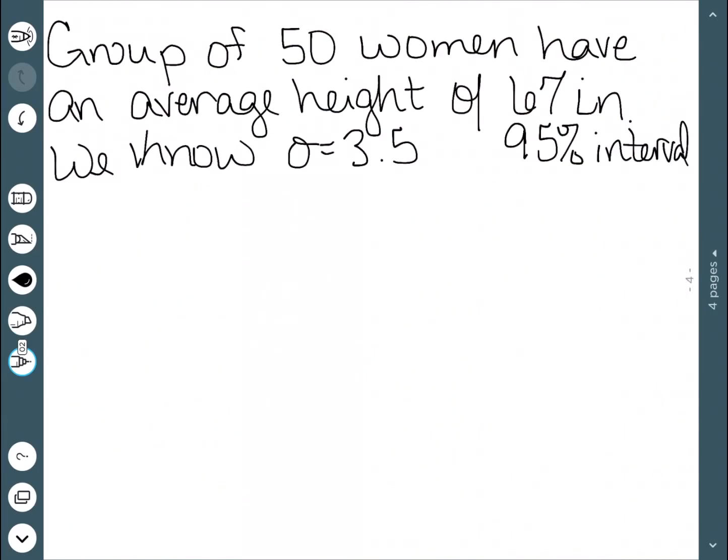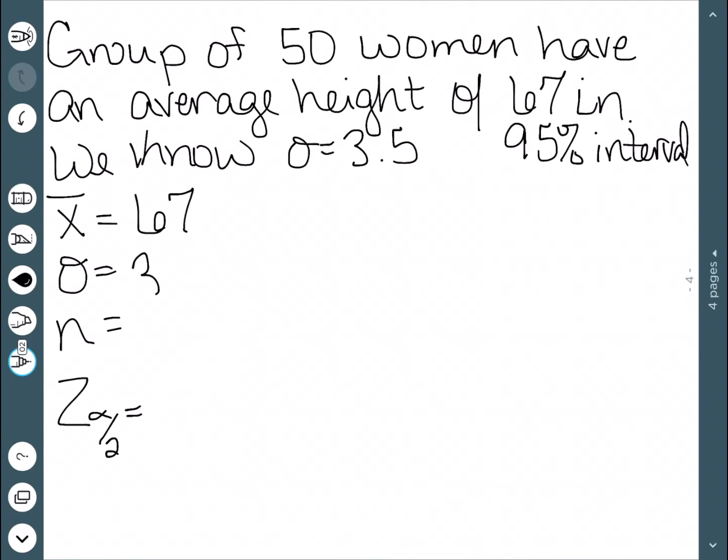For example, we have a group of 50 women that have an average height of 67 inches, and we know our population standard deviation is 3.5, and we want to find a 95% confidence interval. So there are 4 values we need to know. X bar is the mean, which in this case, it says an average of 67. Sigma is our standard deviation, n is our sample size, and then this z value needs to come from the z table.